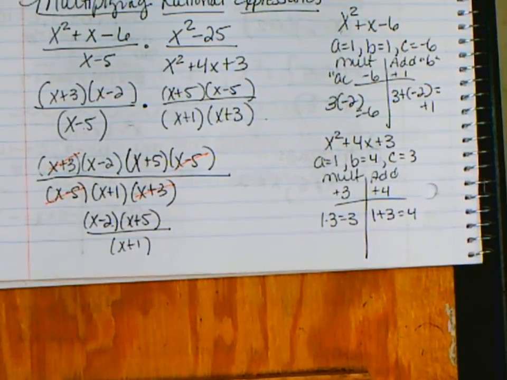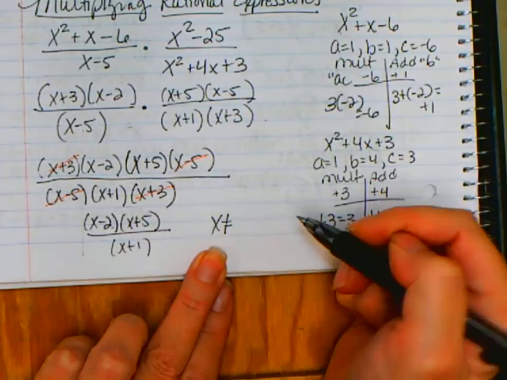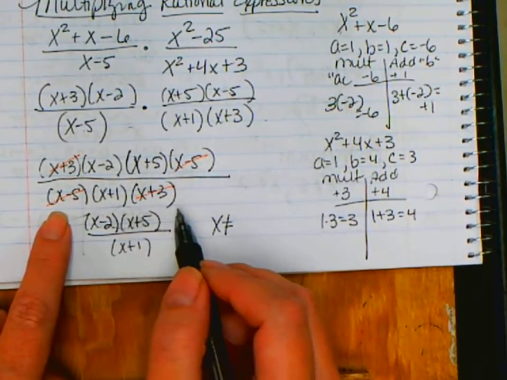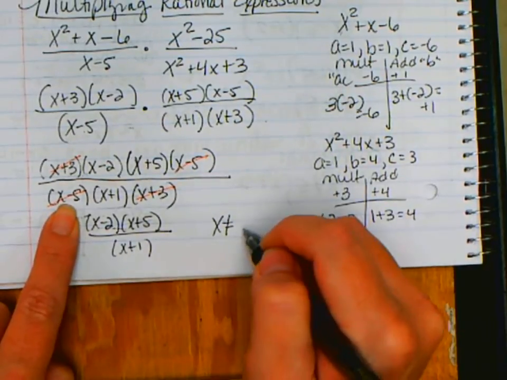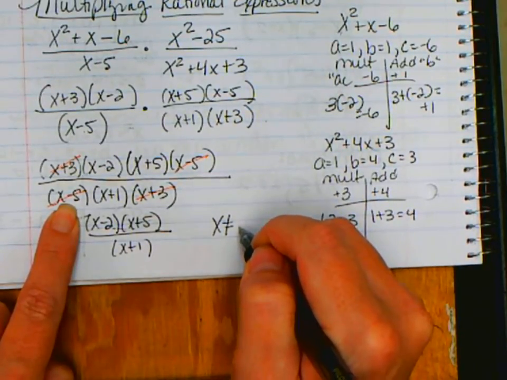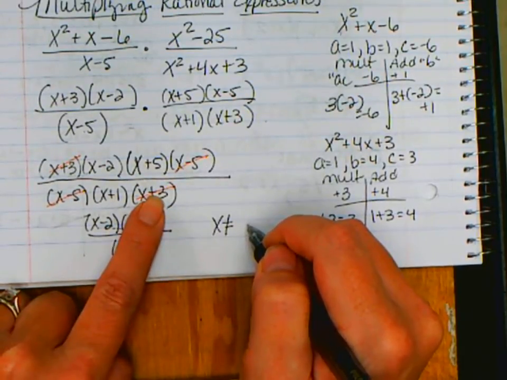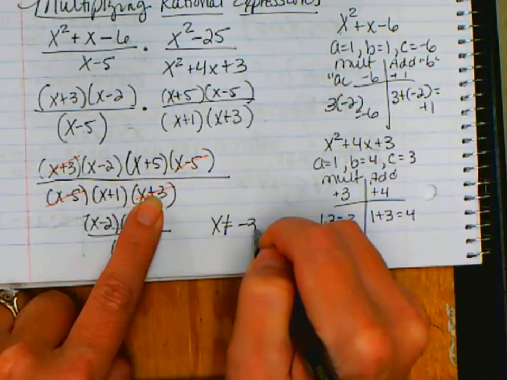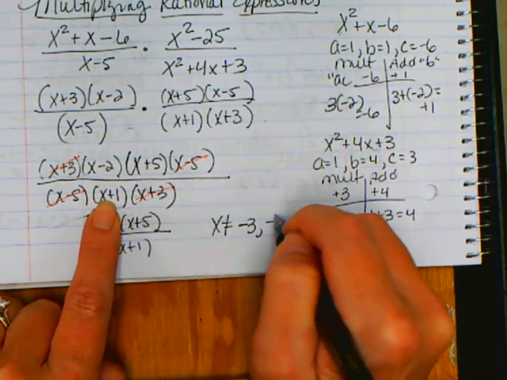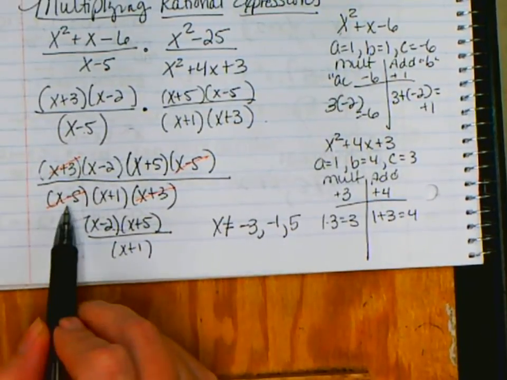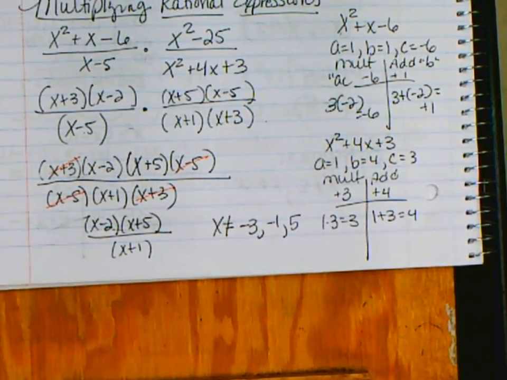Once you put it in standard form, remember, don't cancel out just pieces. All factors, or all or nothing. So my restrictions, x cannot equal, remember, go back up to your denominator before you canceled anything. So x cannot equal negative 3, right? Because negative 3 plus 3 is 0. It can't equal negative 1, and it can't equal positive 5. If you get confused, just set that equal to 0 and solve for x. That's all you're doing.